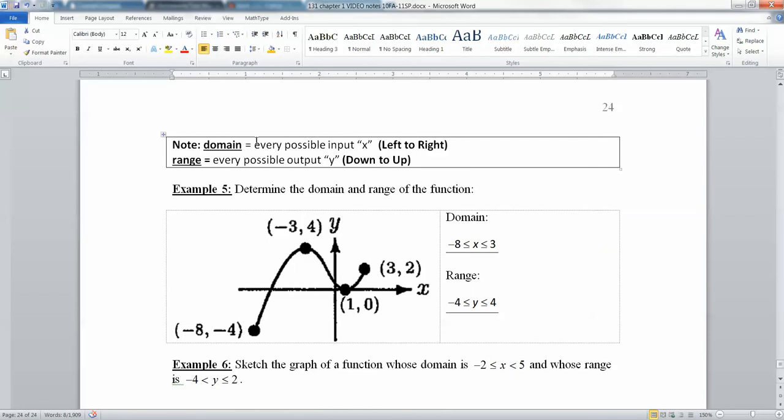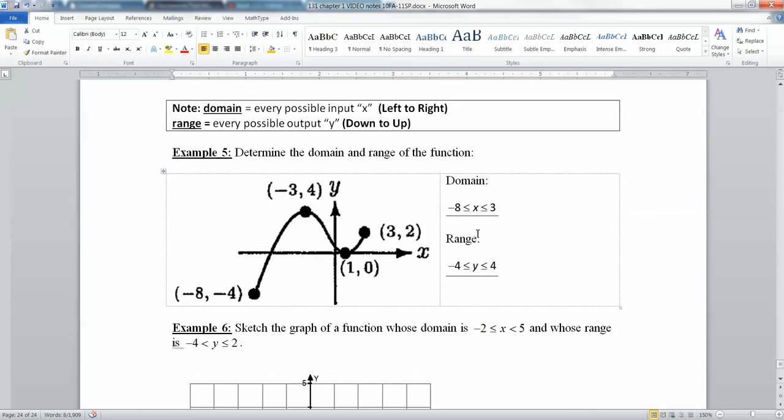Now domain, every possible input x, means you're going from left to right. You want to start with your farthest left value and then go to your farthest right value. Your range goes down to up, so the lowest you go to the highest you go.